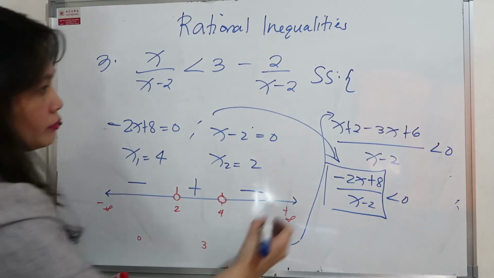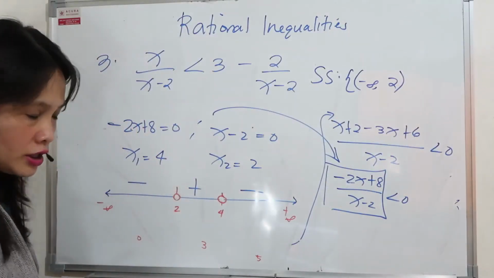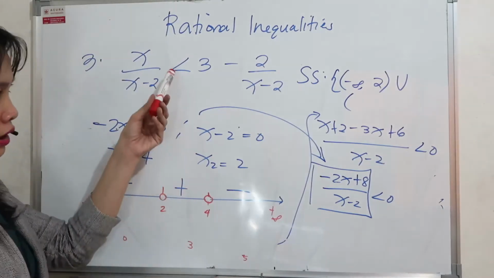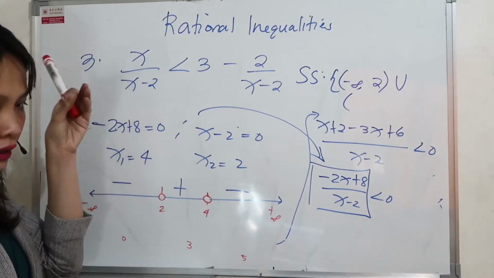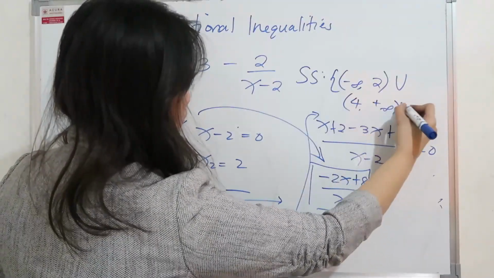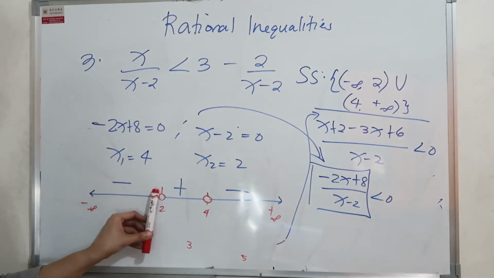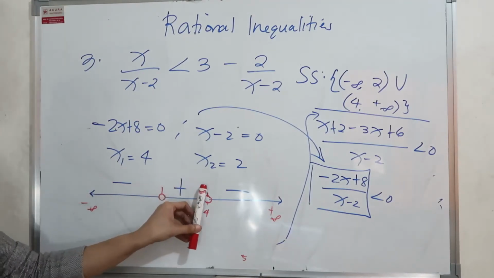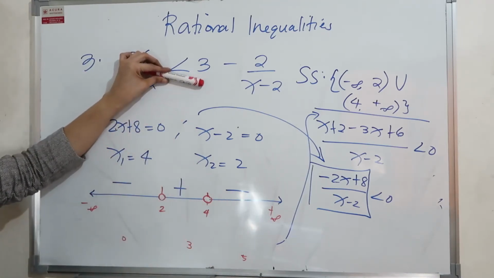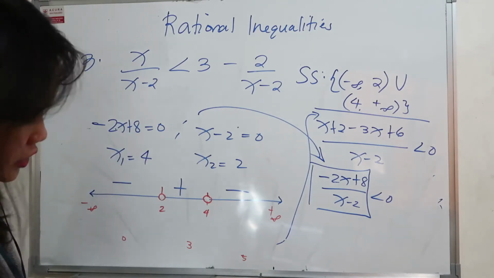Your solution set will be negative infinity to 2, it's not included, so it's a parenthesis, union with 4, it's not included. Why? Because the given is only a less than inequality. So we have 4 going to positive infinity. So the answer is negative infinity to 2, not included, so parenthesis, and then 4 to positive infinity. So 4 is also not included, since the only given inequality symbol is less than, okay? So that's number 3. Next example.